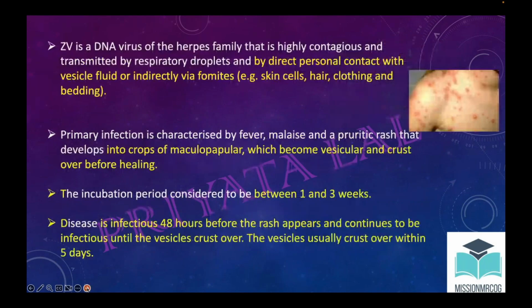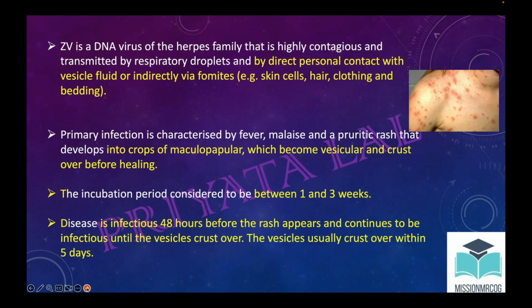So varicella zoster virus is a DNA virus from the herpes family, highly contagious, transmitted by respiratory droplet infection or by direct personal contact with vesicle fluid. That would be direct, and indirectly it could be from fomites such as skin cells, hair, clothing, and the bedding. So it's a very highly contagious infection.